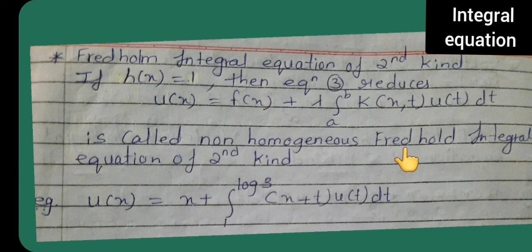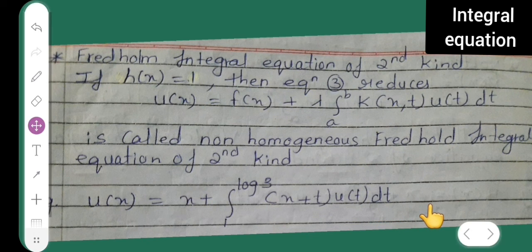Example, now this is non-homogeneous because here this term u of x is there. This term is not entirely 0. So this example is given, u of x is equal to x plus integral from 1 to log 3 of x plus t into u of t dt. These are constants. Okay, so that's how you come to know whether it is Fredholm or Volterra. So this is a Fredholm integral equation.